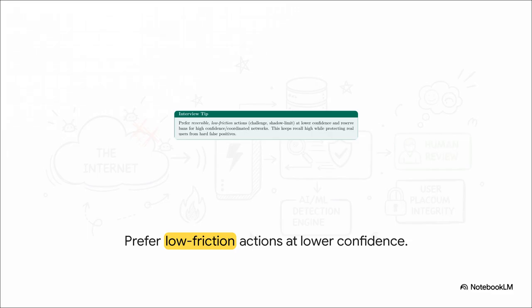Challenges and shadow limits ensure that if the system makes a mistake, a real user can simply solve a puzzle and move on with their day. Hard bans, those are reserved strictly for high-confidence, coordinated networks.